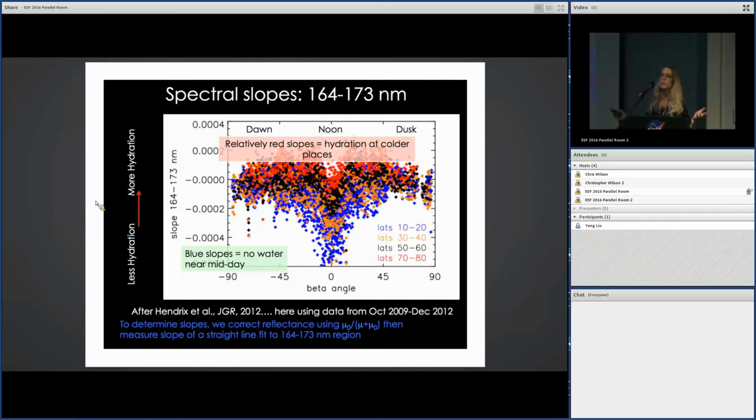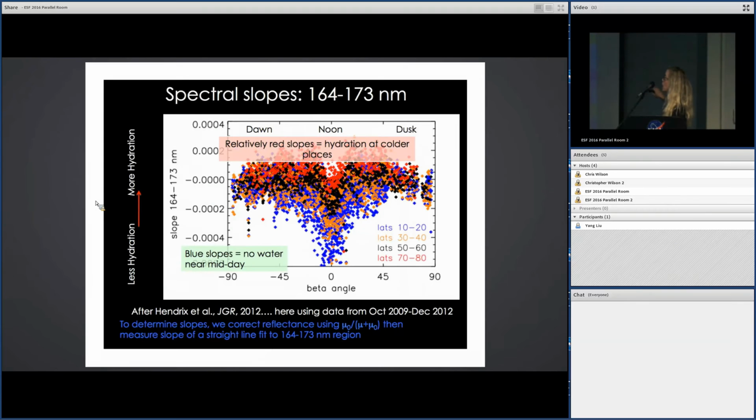This is a big jumble of points because it's all of the data that we have so far, at least through 2013. But the different colors are in different latitude bands. And the x-axis here is beta angle, but it's the same as time of day, because negative beta angles here are in the morning, then we go through noon, and positive beta angles here refer to dusk or afternoon.